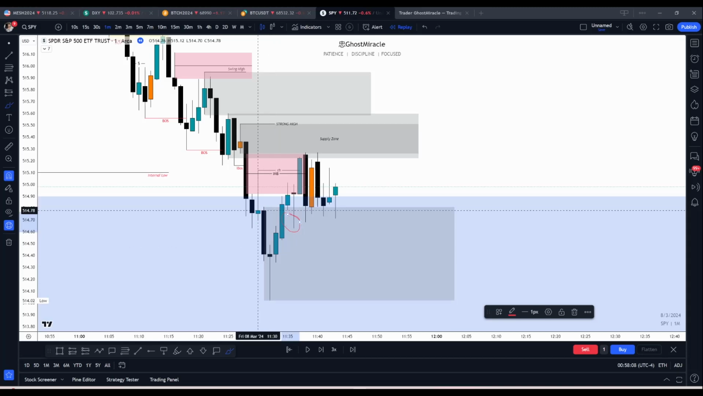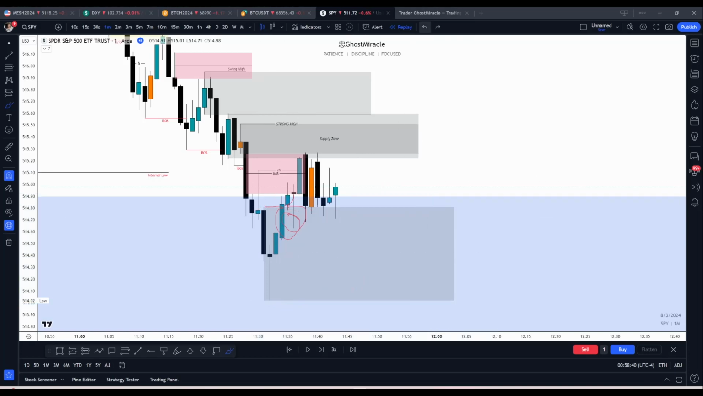Like it only filled the imbalance, but it didn't really mitigate. I guess you could say that it did mitigate here. Like if you were going for an entry model 8, price broke above this high, which was an aggressive candle to the downside. So you had this break here, right? You had that break and then your retest.